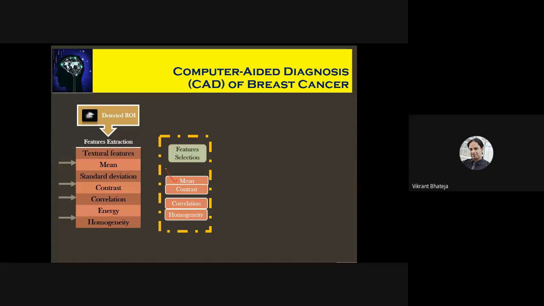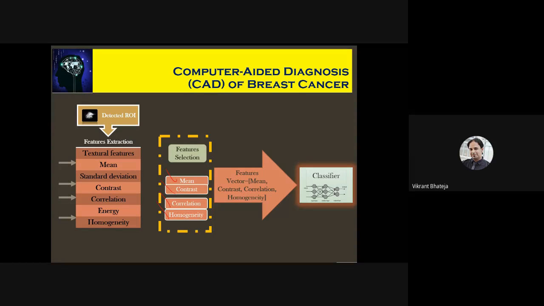One is your mean, contrast, correlation, and homogeneity. So now this particular set of features, a feature vector, has been formed, consisting of these 4 features, and they can be given to a classifier, from where you get your output in the form of, say, whether the given tumorous region is a malignant tumor or a benign tumor, or whether it is a normal region of interest or an abnormal region of interest. So this is what happens in a computer aided diagnosis module or a CAD-X module.